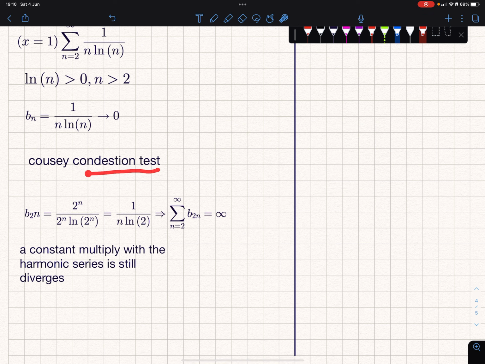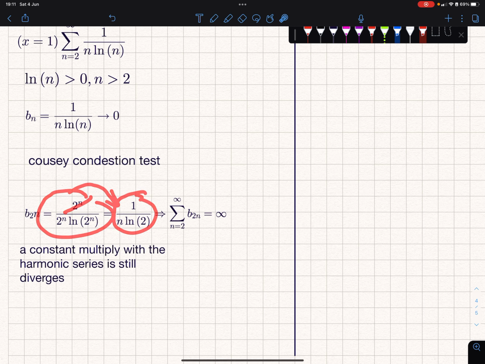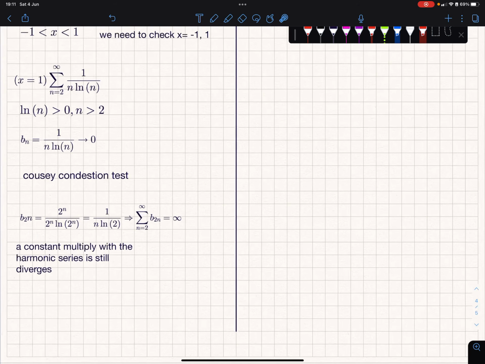So by the Cauchy condensation test, we can find out that this series equals this series by using a little bit of algebra. So 2^n over 2^n cancels. And now we have this series, which is 1 divided by n multiplied by 1 divided by ln of 2. So we know that a constant multiplied by the harmonic series still diverges.